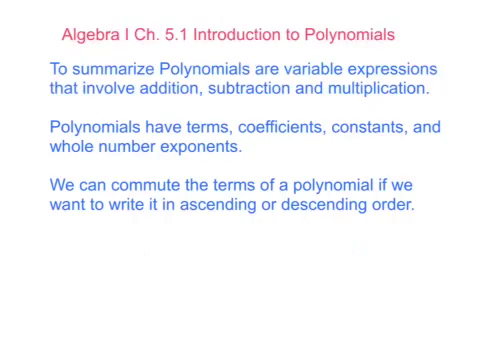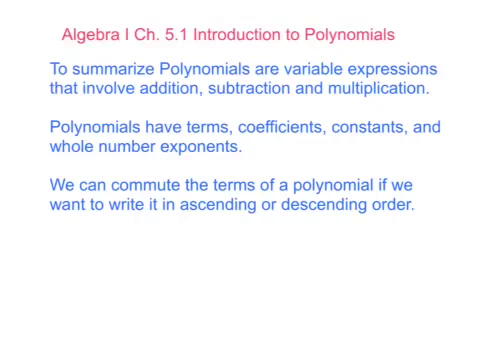So let's summarize what we learned today. Polynomials are variable expressions that involve addition, subtraction, and multiplication, never division. Polynomials have terms, coefficients, constants, and whole number exponents, as we learned. And finally, we can commute the terms of a polynomial if we want to write it in ascending or descending order.